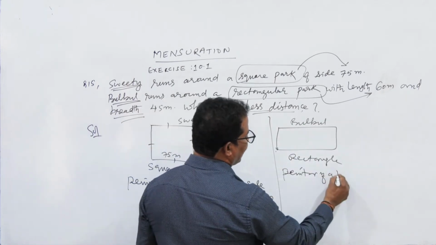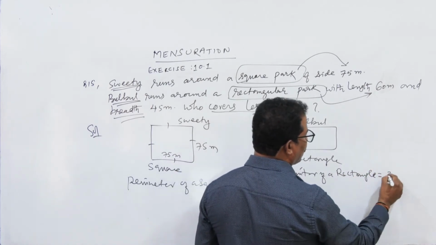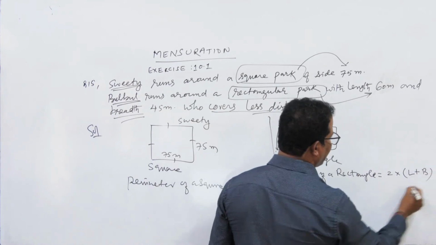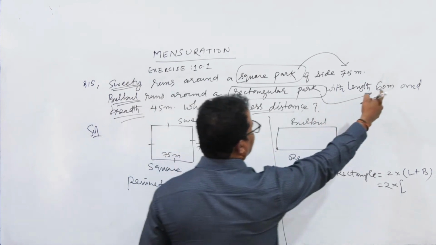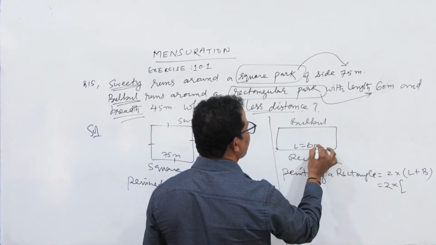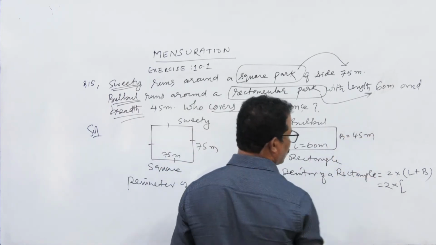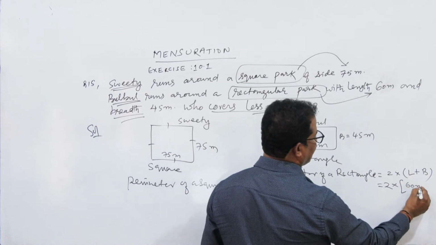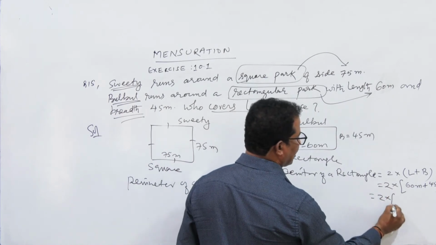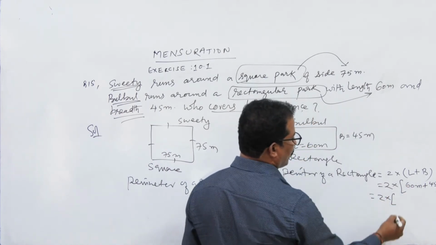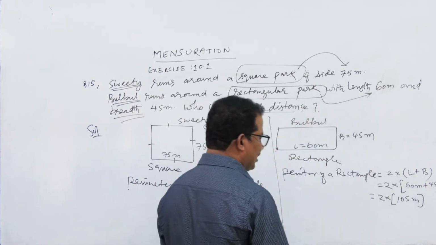Okay. Now you can see the total length of this rectangle. That means the perimeter of a rectangle. That will be obtained by the formula 2 into length plus breadth. That is equal to 2 into what is the length we got here? It is given that the length is 60 meter and the breadth is how much? 45 meter. First we need to find the sum of these two lengths. This will be equal to how much? 105 meter. That is 60 plus 45 is equal to 105 meter.